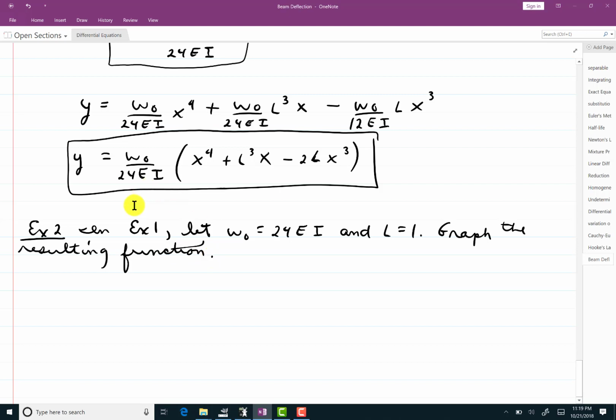So let's go ahead and throw those in there. W naught is 24 EI. Well, that's pretty clear. When you plug it in here, that'll wipe those all out. And all this stuff is constant anyways. What really happens, where it bends and how far it bends and stuff like that, is really more governed by this stuff. If L is 1, then L cubed is 1, and this L is 1. So what we'll have now to graph is y equals x to the 4th plus x minus 2x cubed.